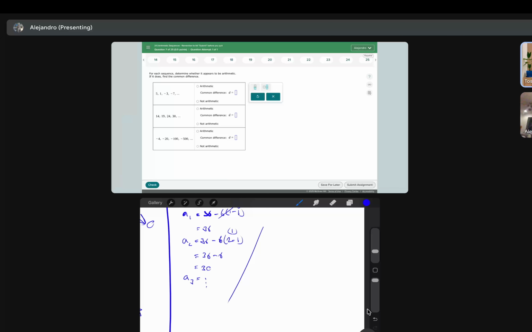Okay. See, the common difference, there you go. That's the D. Okay, that's what I was referring to. So you have to read the instruction carefully. It says, hey, for each sequence, determine whether it appears to be arithmetic. If it does, find the common difference. If not, then you say not arithmetic. You see on the bottom there, there's 3 choices. Well, 3 things to look at.